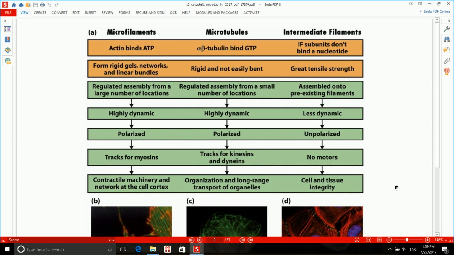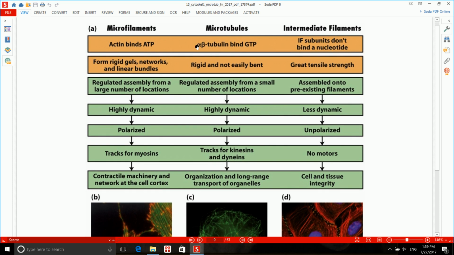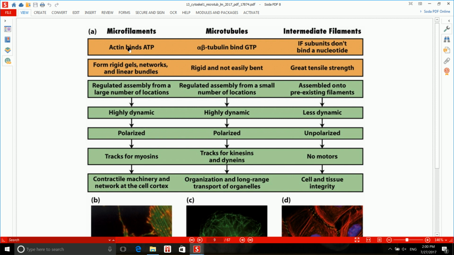And so now that you know about each of these filaments, there's a slide which summarizes the main important features of each of these filaments. And this slide, from my point of view, is one of the most important slides of this lecture. From this slide, one of the things you're going to understand is that microfilaments and microtubules are very alike. They have differences, but their actions are very alike. Whereas intermediate filaments have very big differences. So let's talk about each of them.